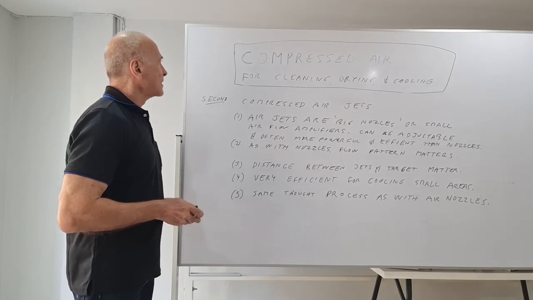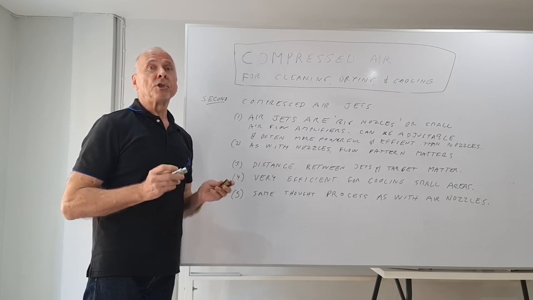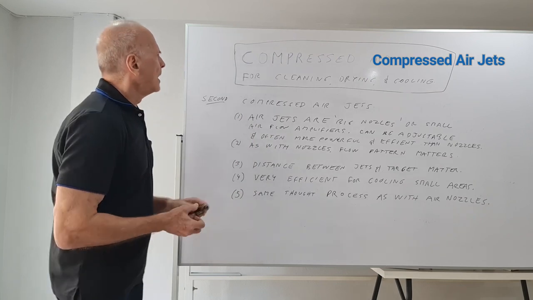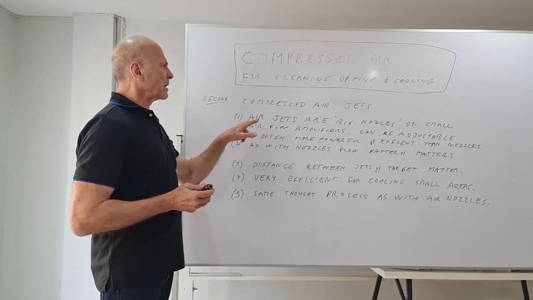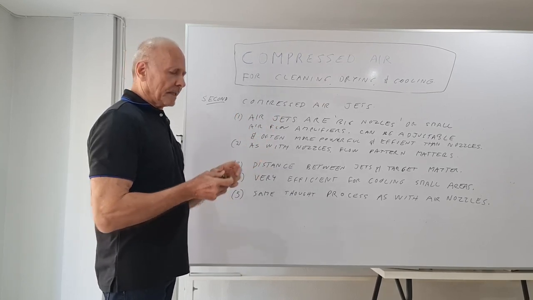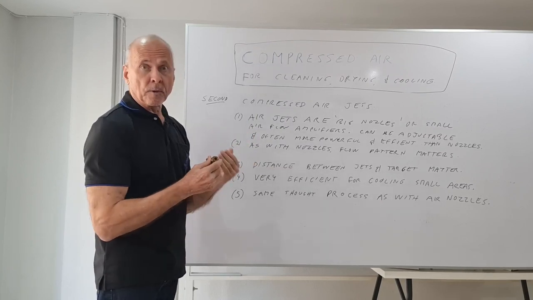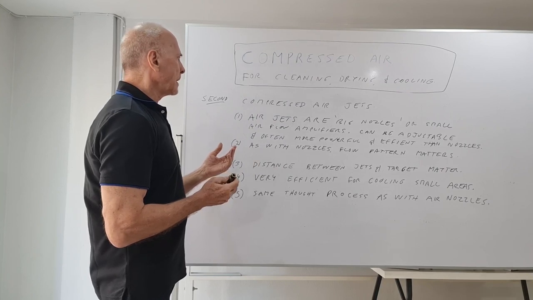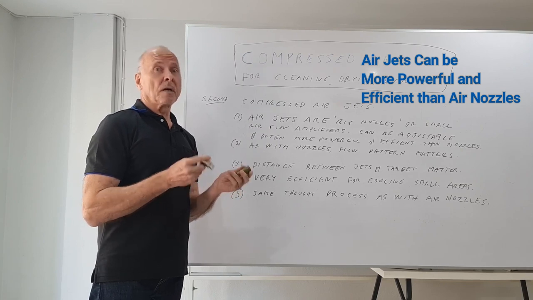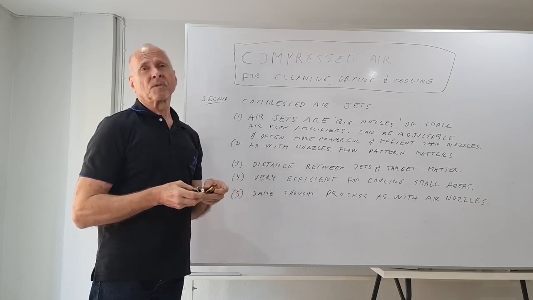over a given area. So the second product to consider is compressed air operated air jets. I have a brass one and a stainless steel one in my hand. Compressed air operated air jets are basically big nozzles or small airflow amplifiers. They can be adjustable, such as these, to be able to adjust the gap, to be able to control the amount of flow and force coming out. And in actual fact, they can be a lot more powerful and efficient than air nozzles. However, air nozzles being somewhat less costly tend to be chosen more often.